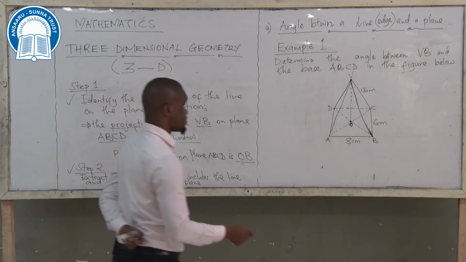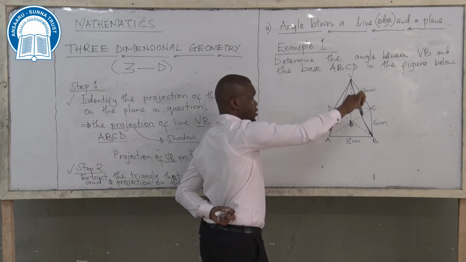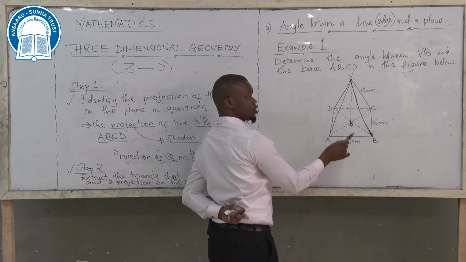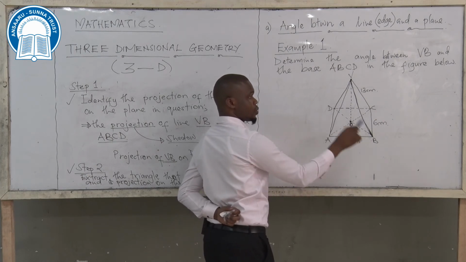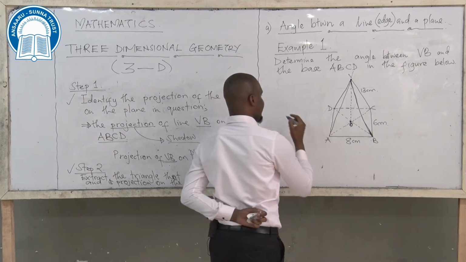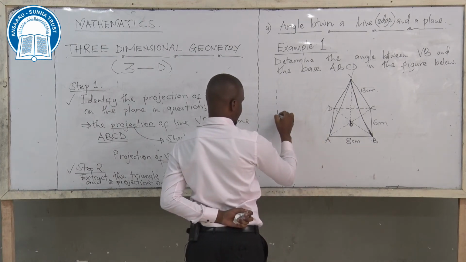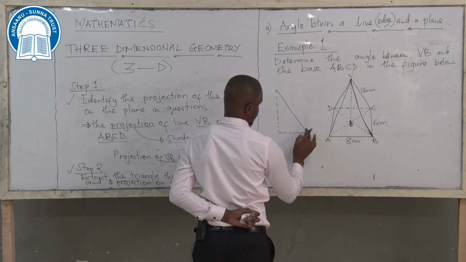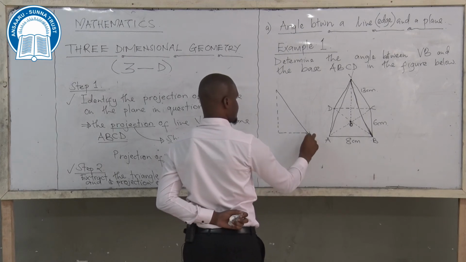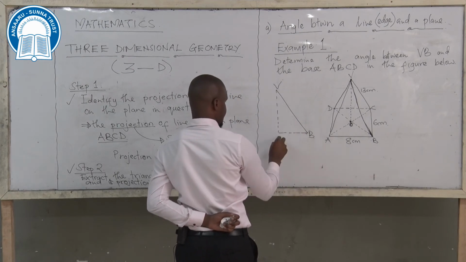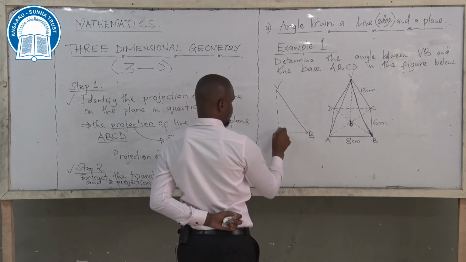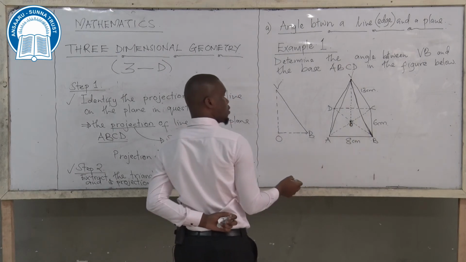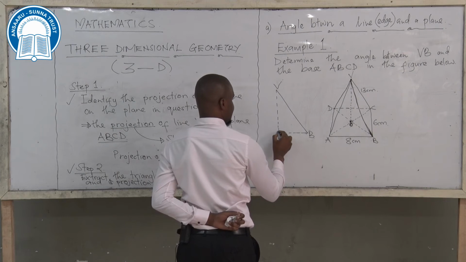What do I mean? VB is the line we are looking for its angle between it and the plane. So far we have said VB, its projection is OB. There is a triangle you can extract from there. I want to extract it here as we all see. This is B, this is V, and this is O. And for sure, if OV is the height, it simply means this is 90.